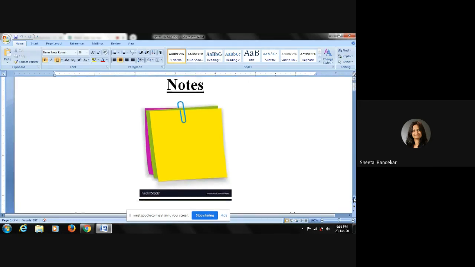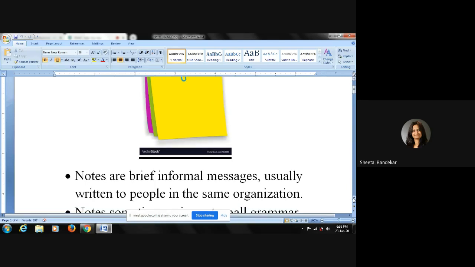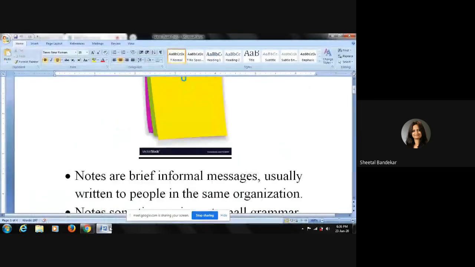So what is this note all about? Notes are brief informal messages usually written to people in the same organization. Just like I said, memos are formal messages used in an organization for internal communication. Similarly, notes are also used for internal communication, definitely, but they are not very formal. They are informal messages. You don't have to follow strict rules of grammar, punctuation, and the syntax and semantics of the English language need not be very thoroughly followed. But you can't expect to write an essay or a very detailed description. If you want to do that, you write a memo or an email or you contact that person directly.